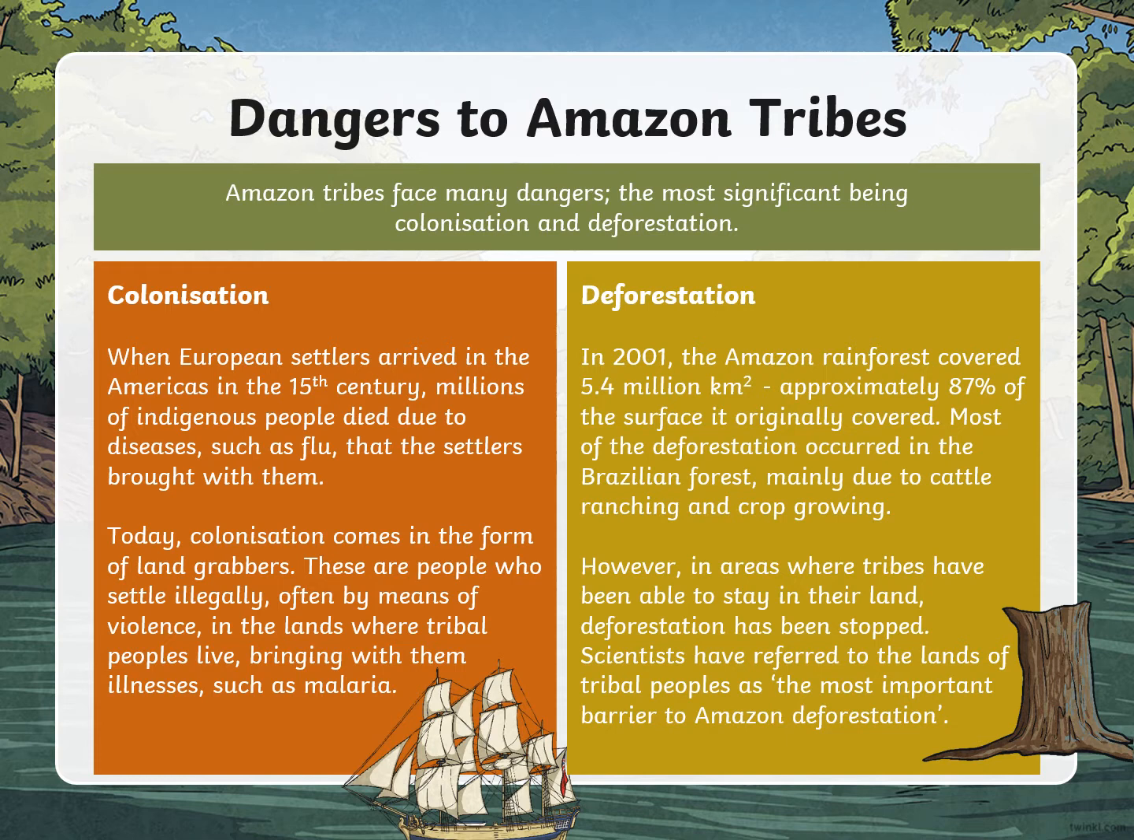However, in areas where tribes have been able to stay in their lands, deforestation has been stopped. So scientists have referred to the lands of tribal peoples as the most important barrier to the Amazon deforestation. So the most important thing to stop it is tribal people staying where they are in their lands.